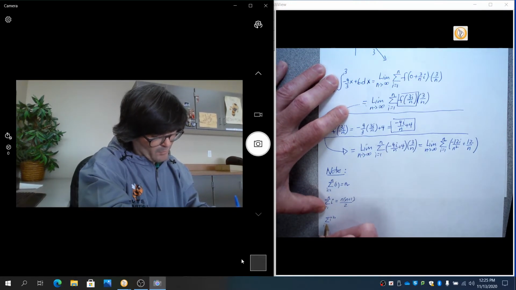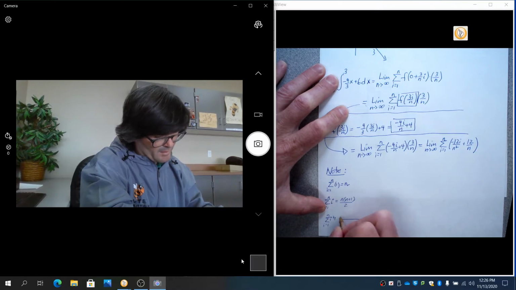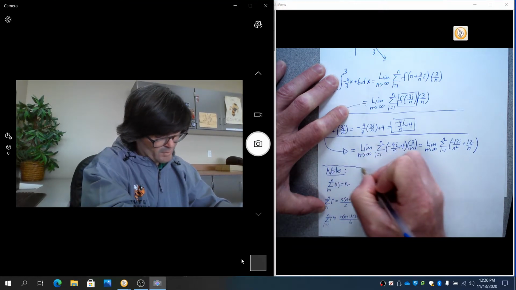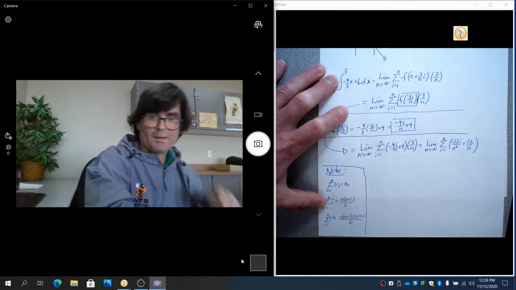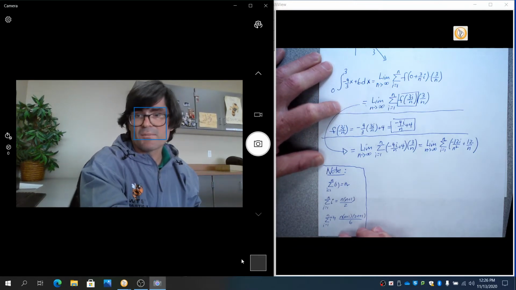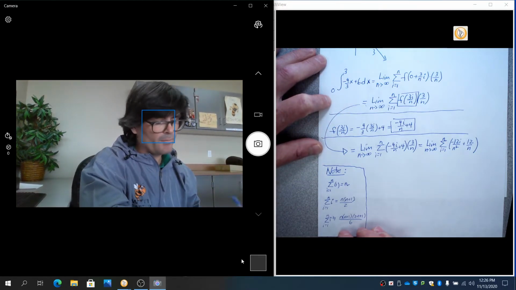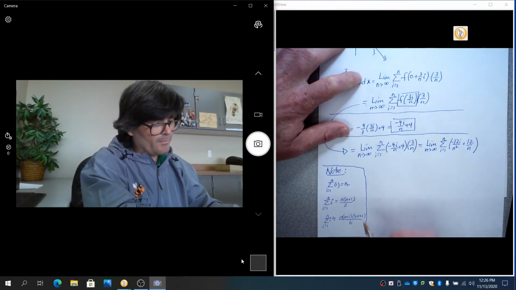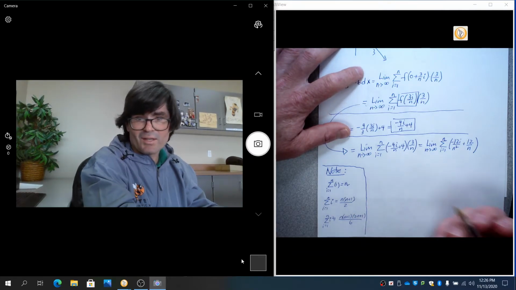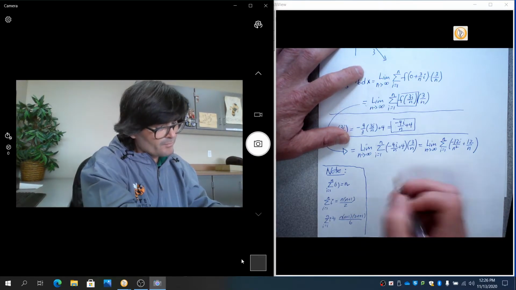And then there's a third one I'm going to tell you. The sum of i squared, if you go from 1 to n, is n times n plus 1 times 2n plus 1 over 6. So this is just for you to know and use. I'm not going to explain why at this point. You can show this. There's a proof method you can use to show that, but for right now we're just going to use it.